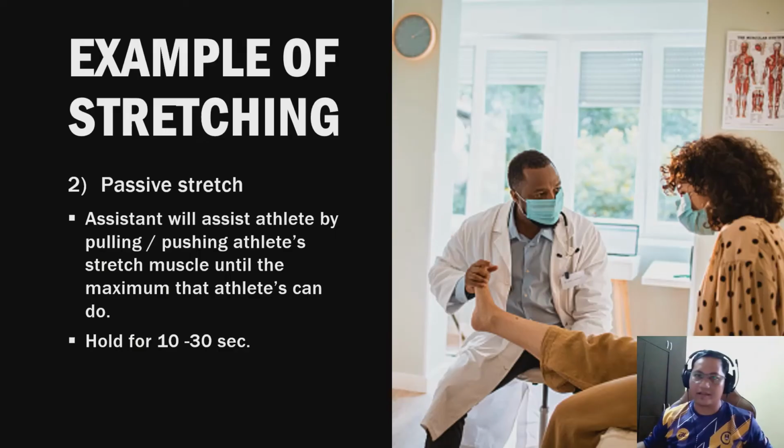All right, the second one is passive stretching. Passive is also one part of static stretching. The difference is that with passive stretching, we must have a partner, and we can use tools such as a resistance band or towel.